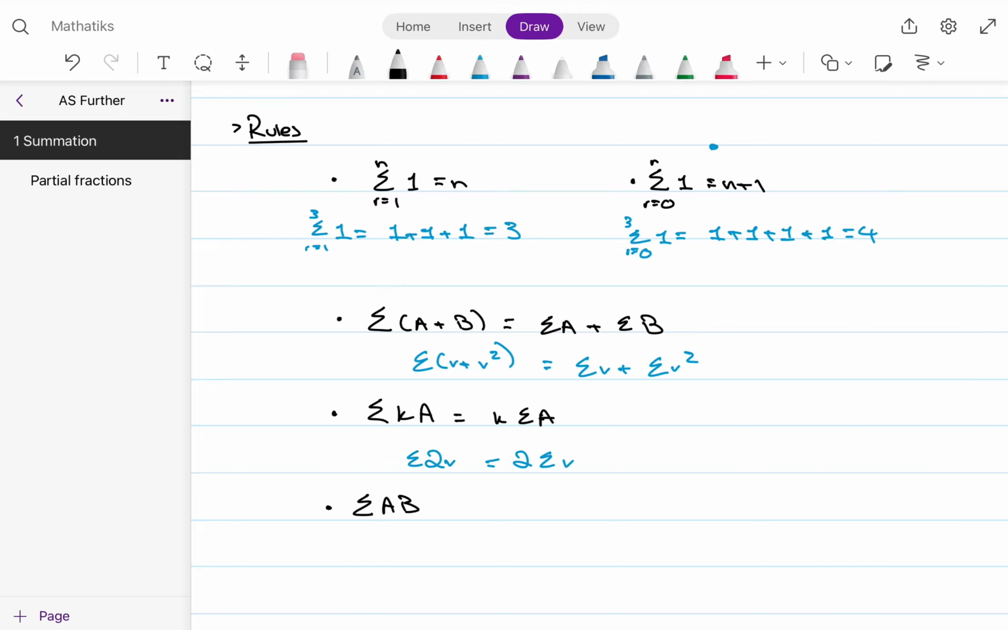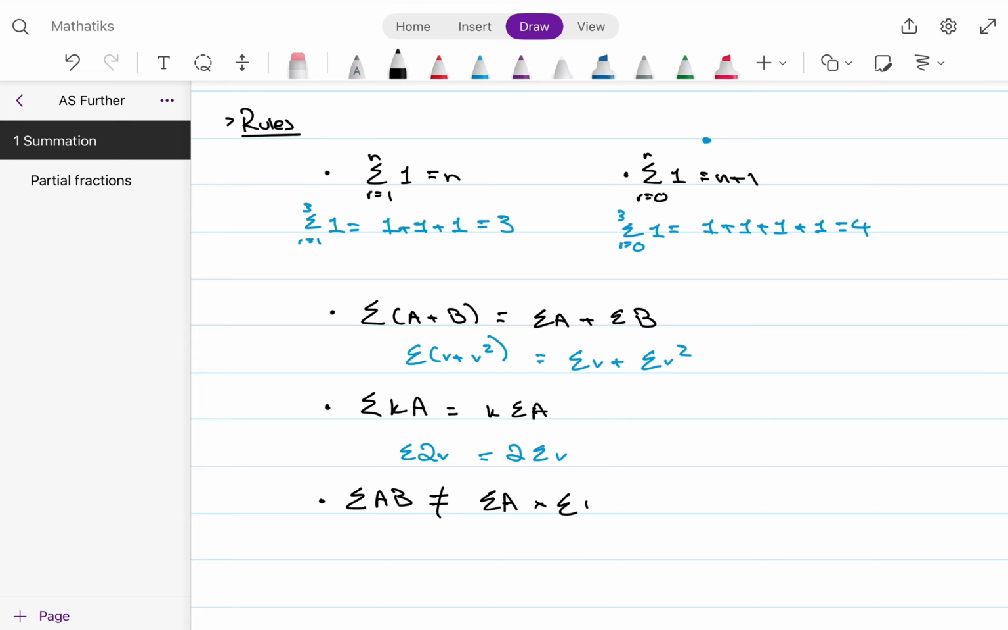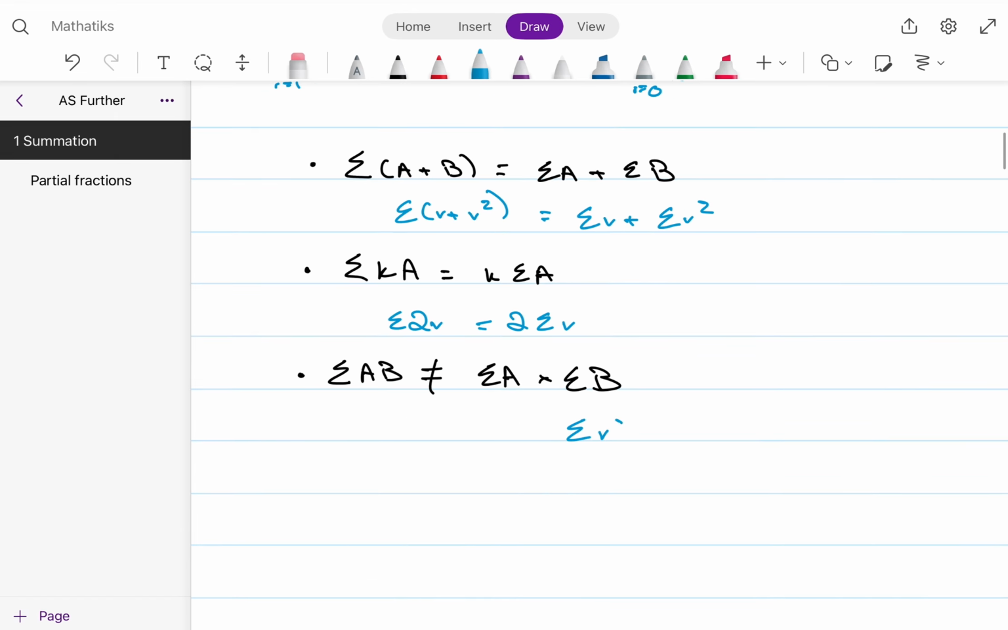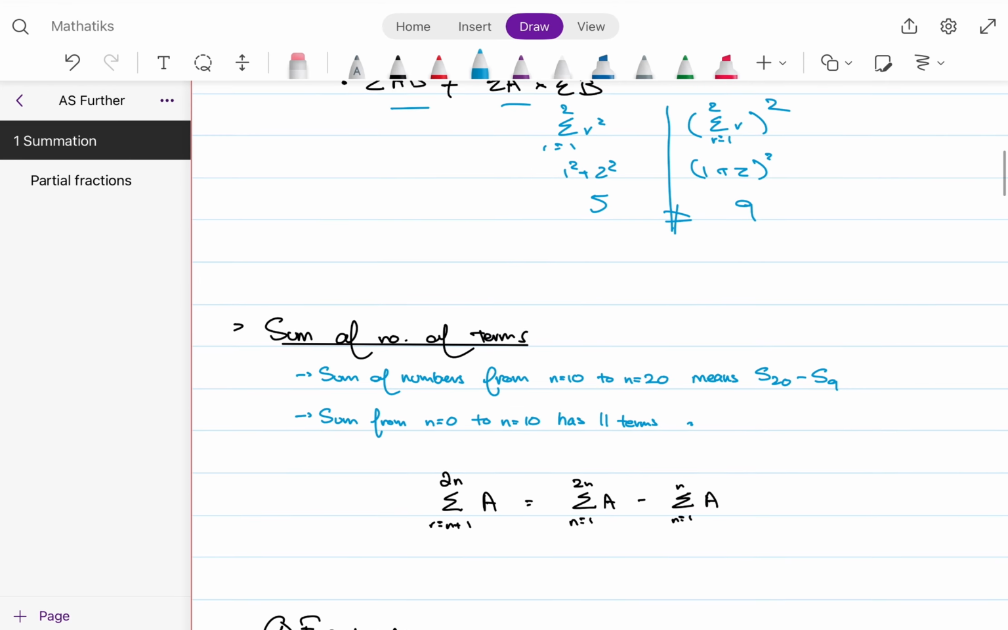However, the sum of ab is not the same as the sum of a times the sum of b. Please don't do this. For example, if you're taking the sum of r squared from 1 until 2, you get 1 squared plus 2 squared, which is 5. If you're doing the sum of r from 1 until 2, whole squared, you get 1 plus 2 squared, which is 9. So these are not the same thing. And please don't write that.